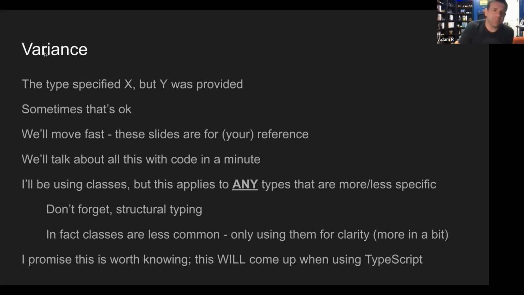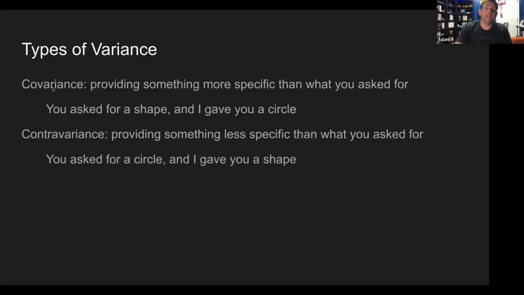At its most basic, variance means that a certain type was specified, like X, but you provided a different type. And sometimes that's fine. I'm going to use classes to talk about this, but it has nothing to do with classes. TypeScript is structurally typed. If you prefer type over class or interface, that's fine. This doesn't matter. Classes let me very clearly and obviously show how types relate, which is why I'm going to use classes for this. So, types of variance.